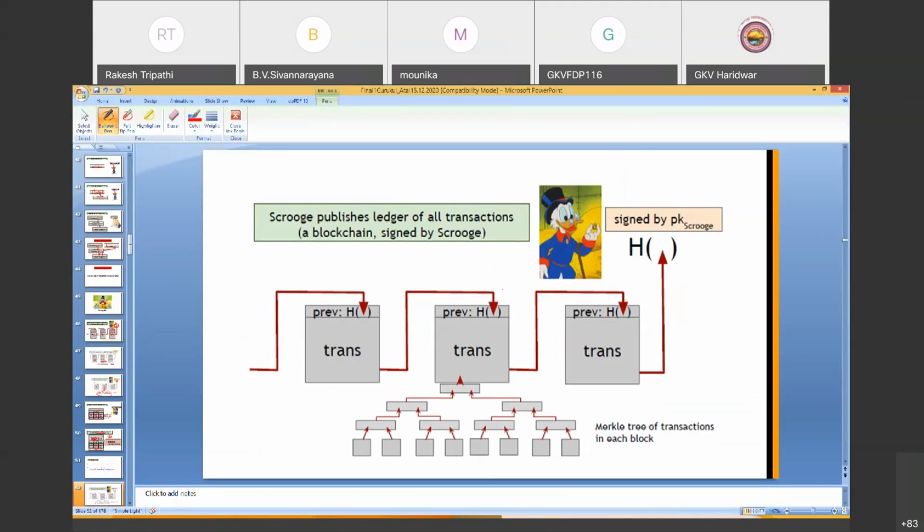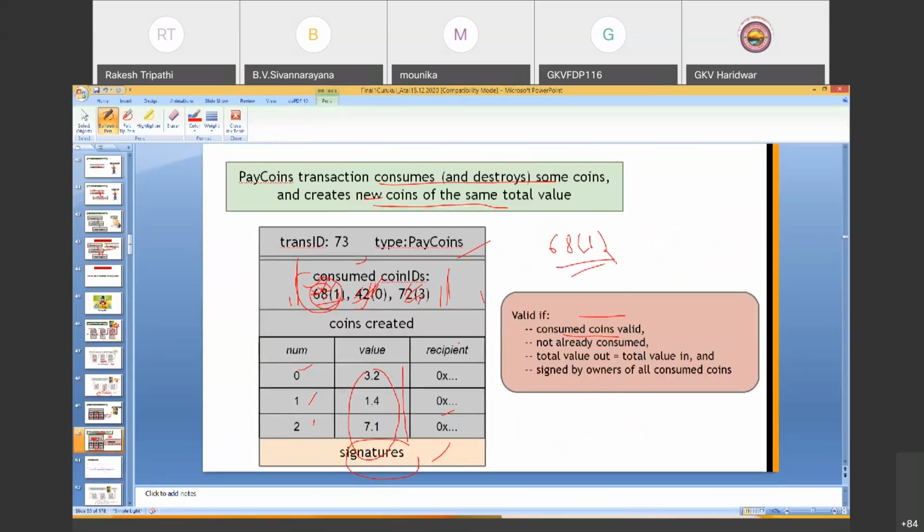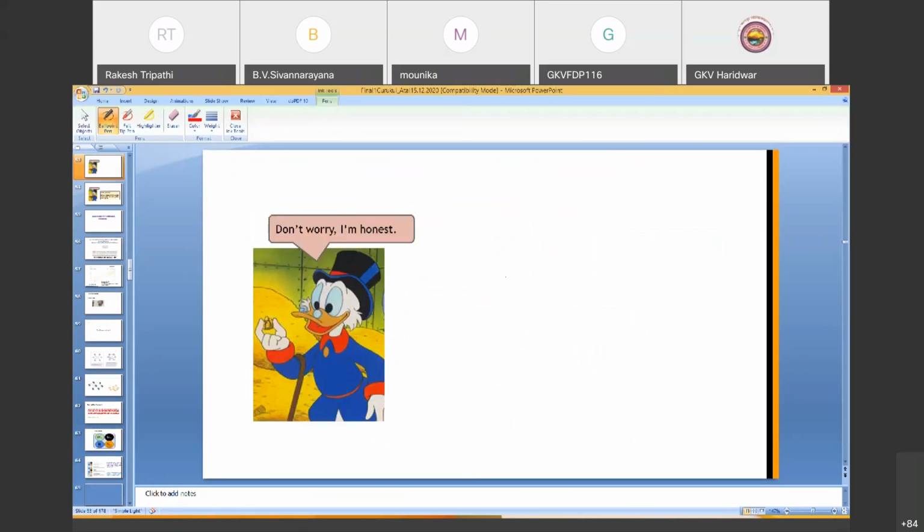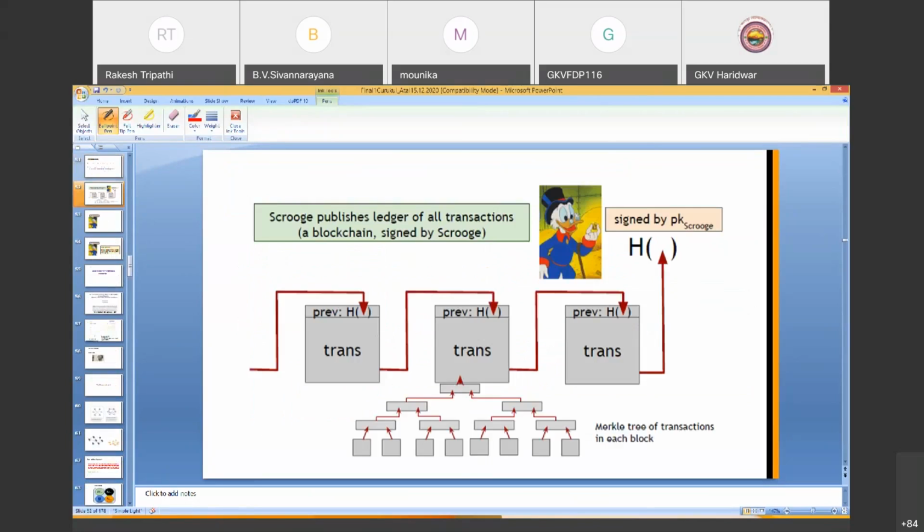Now who is generating a coin here? Scrooge. He is creating the coins, and there are two types of transactions here: create coin transaction and pay coin transaction. Now, here the double spending problem is solved, most of the problems are solved, and there is also immutability, nobody can change the ledger, and all transactions are transparent, they are in the ledger.